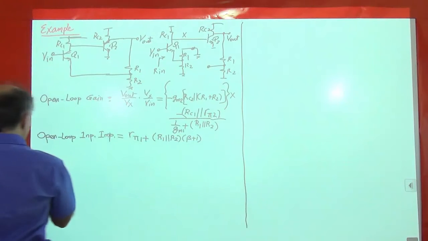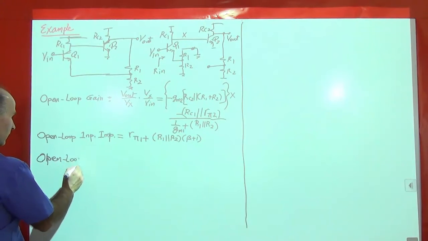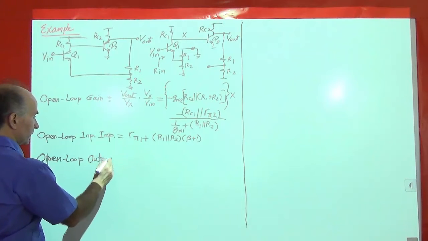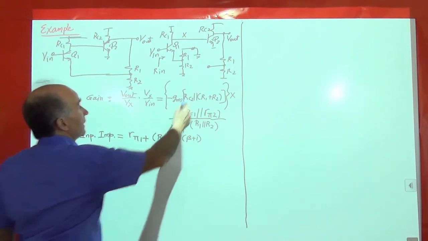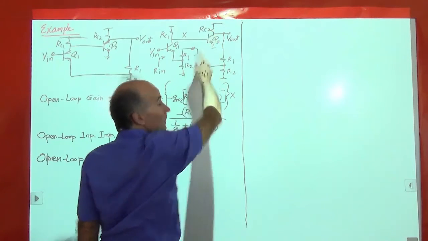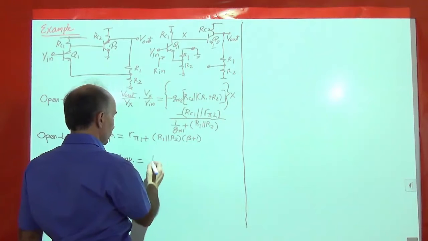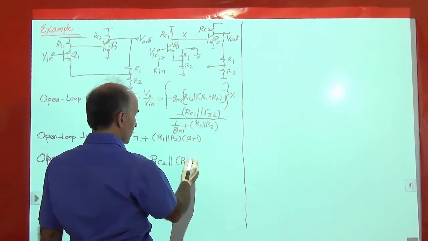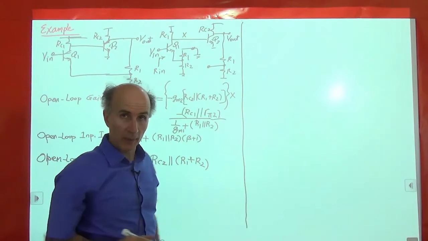Okay, and finally, the open loop output impedance. So we're just sitting here and looking, so we see RC2 in parallel with the series combination of those 2. So RC2 in parallel with R1 plus R2. So that's the open loop output impedance.